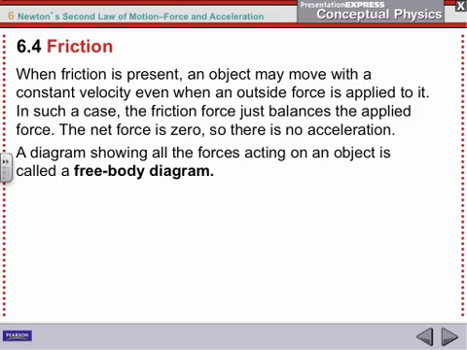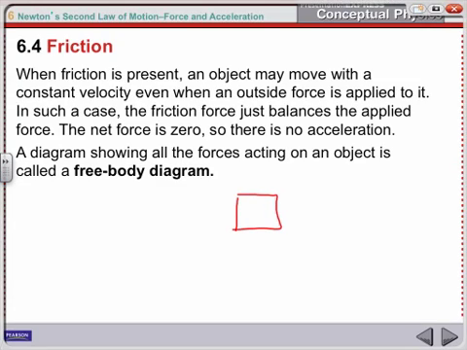Well, when friction is present, we can have constant velocity. Remember last chapter we talked about, hey, if you've got constant velocity, you've got no acceleration. And now we're talking about, well, to get acceleration, you have force. But we could be applying a force and actually get no acceleration because there may be another force acting on it. So let's say we've got this object here, and we're applying a force of 10 newtons.